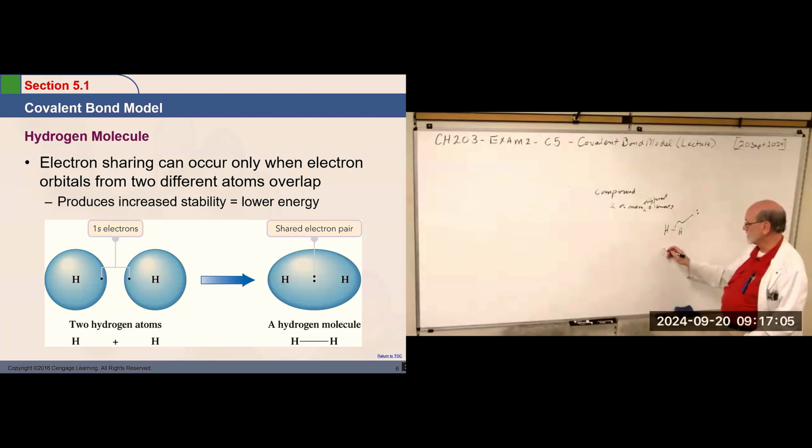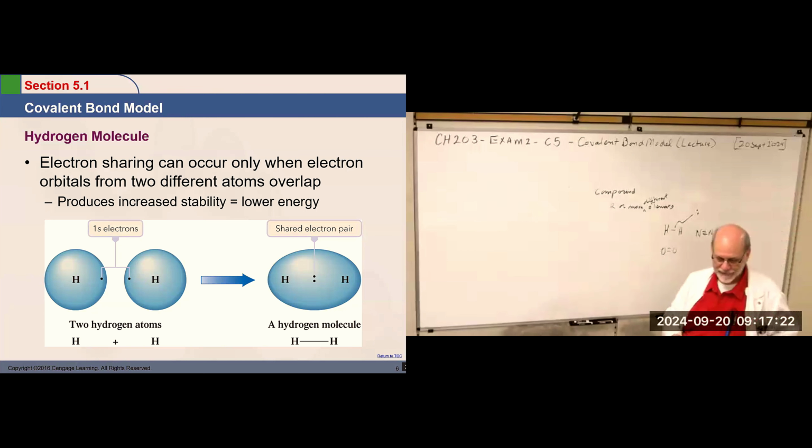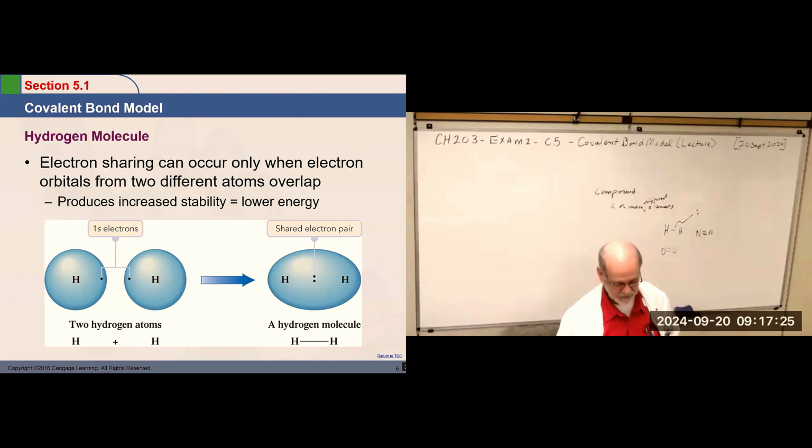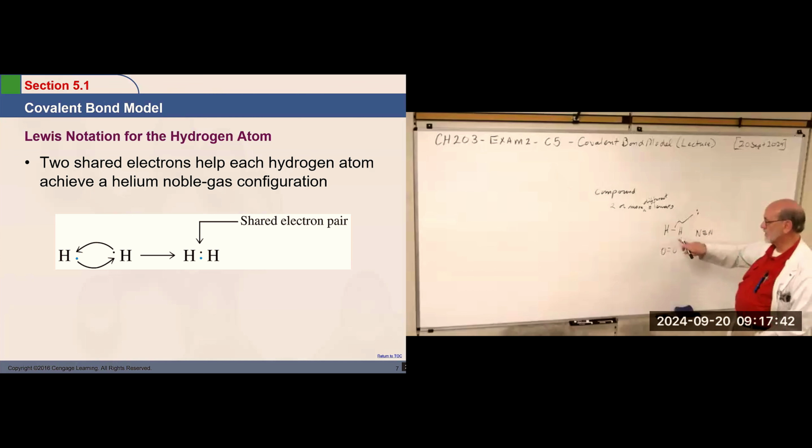For oxygen, we would have two of them. So that means it's sharing four electrons. For nitrogen, it's sharing six electrons. But they're all molecules. All right, this is known as Lewis notation. We did that last week, didn't we? Okay, good. So if we fill in the missing electrons, there are no missing electrons here. They're both in the bond.